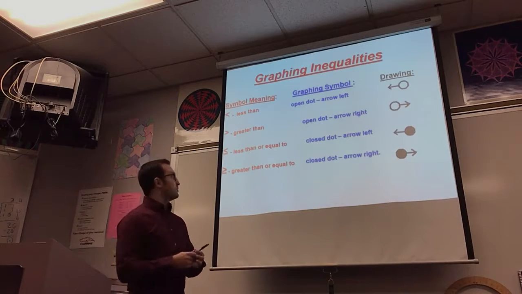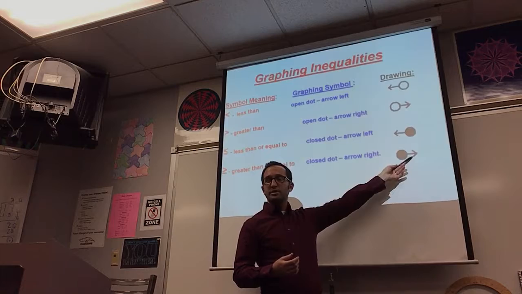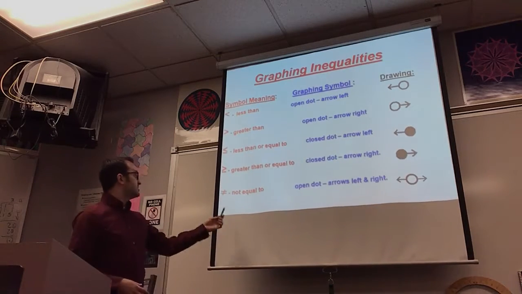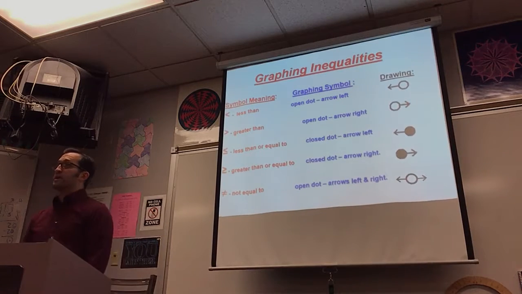Did you hear what she said? She said whatever direction the symbol is pointing, that's what direction the arrow is pointing on a graph. The only one that's not true for is the not equal to. That's an open dot with arrows to the left and the right.